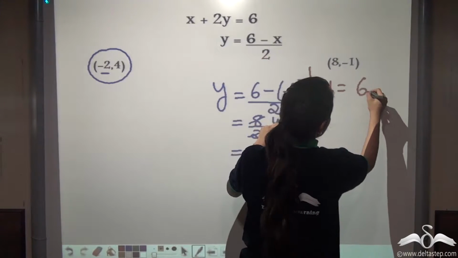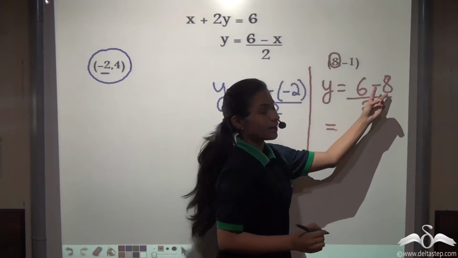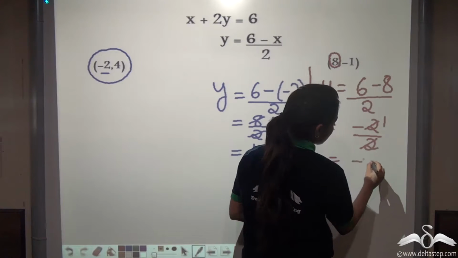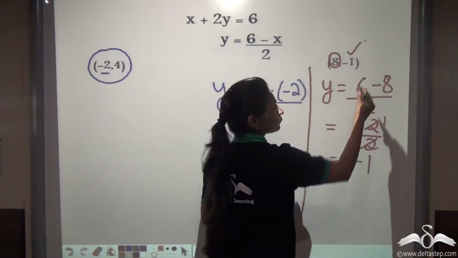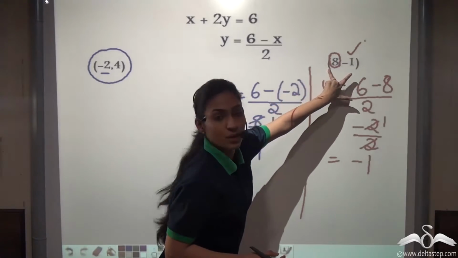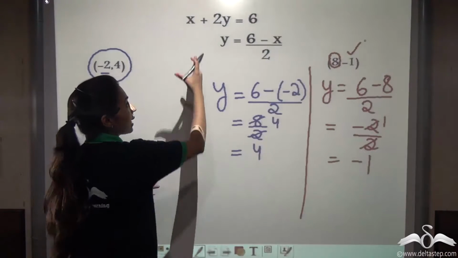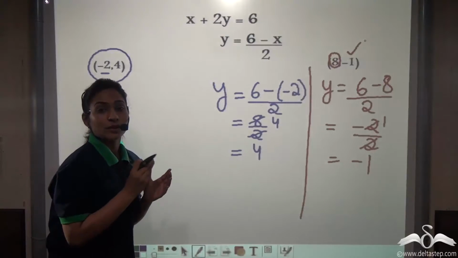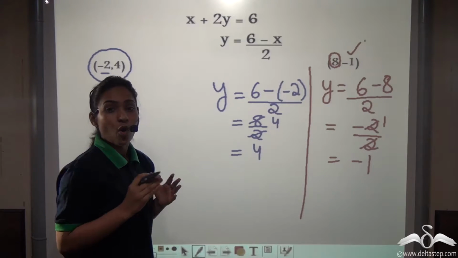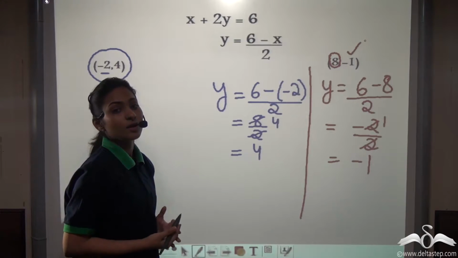6 minus x, so 6 minus 8 by 2. What do you get? 6 minus 8 is -2 by 2. We get -1. See, this is the y coordinate we have here. So again you can say that these 2 points, -2, 4 and 8, -1, lie on that straight line AB, and they also satisfy this equation. That means whatever solutions we get from this equation will lie on that same straight line. So all the solutions of an equation like this will lie on the same straight line when they are plotted on a graph paper.